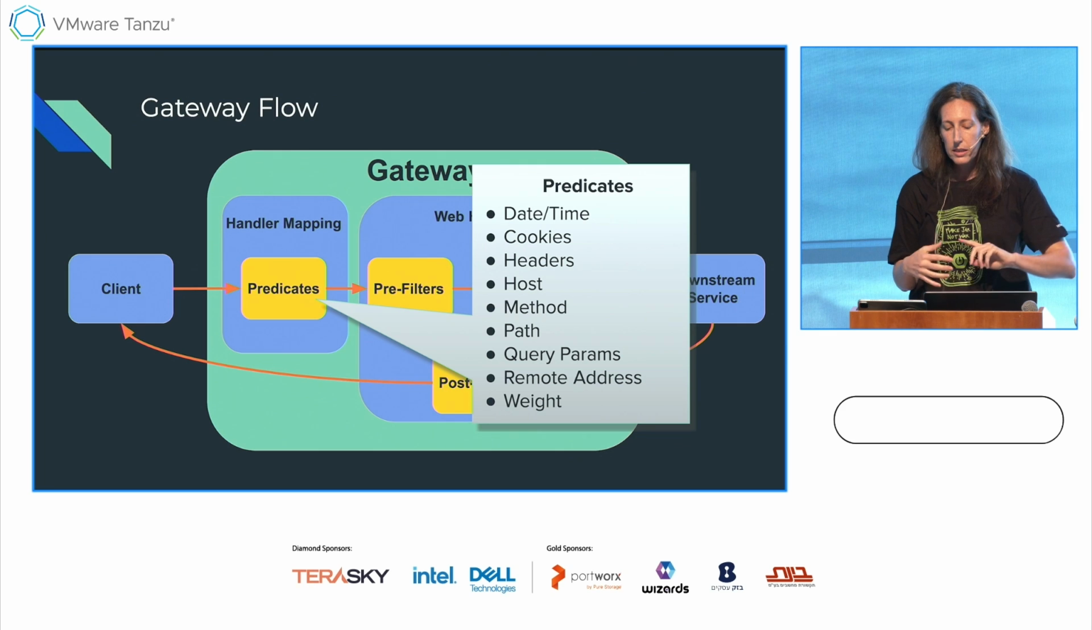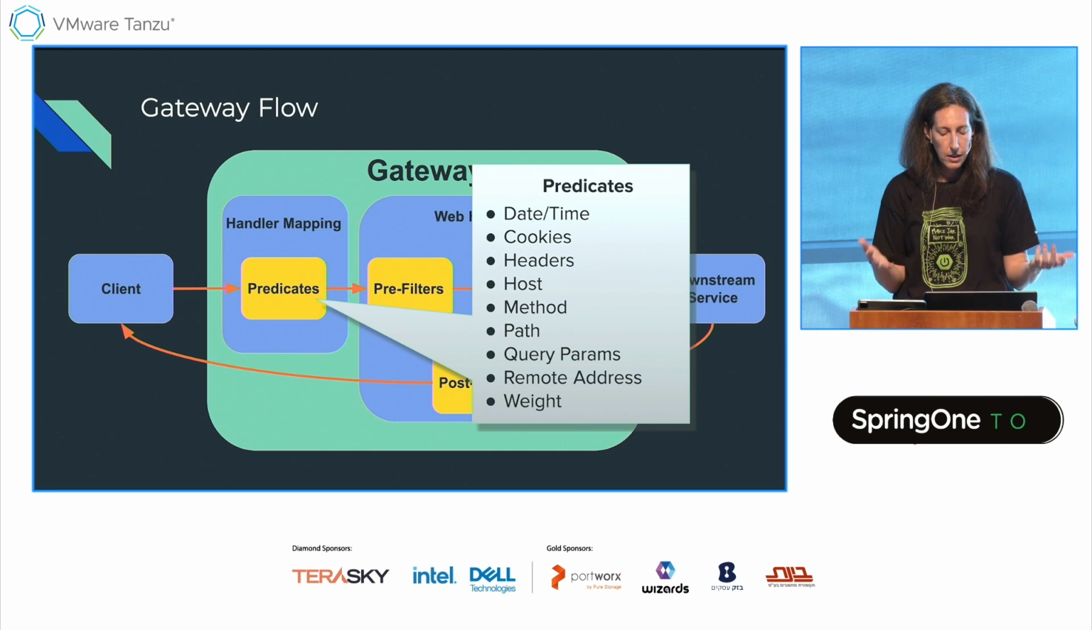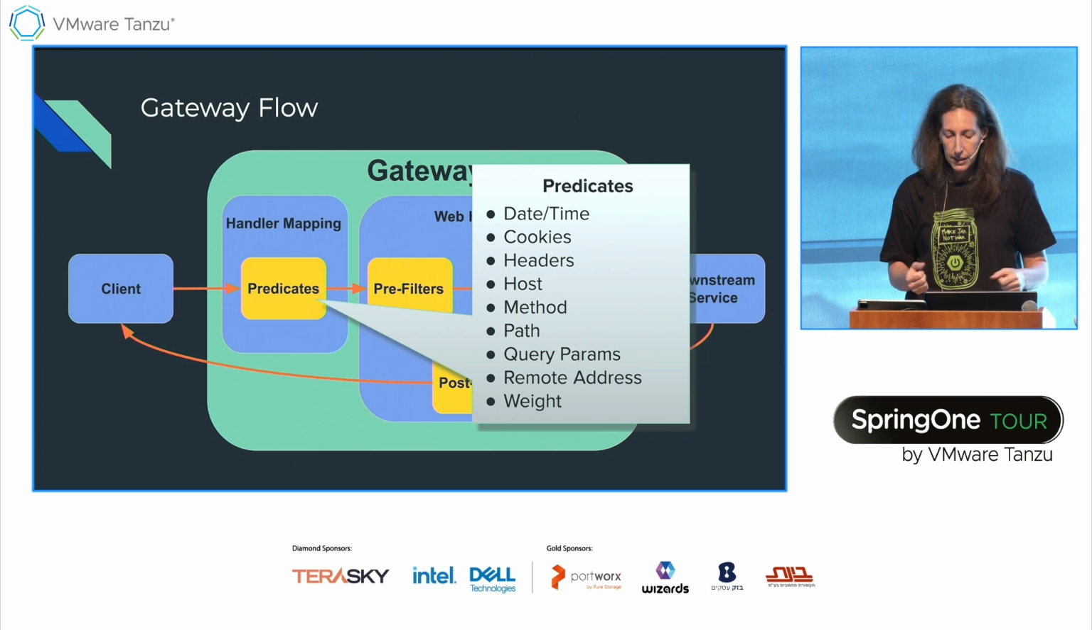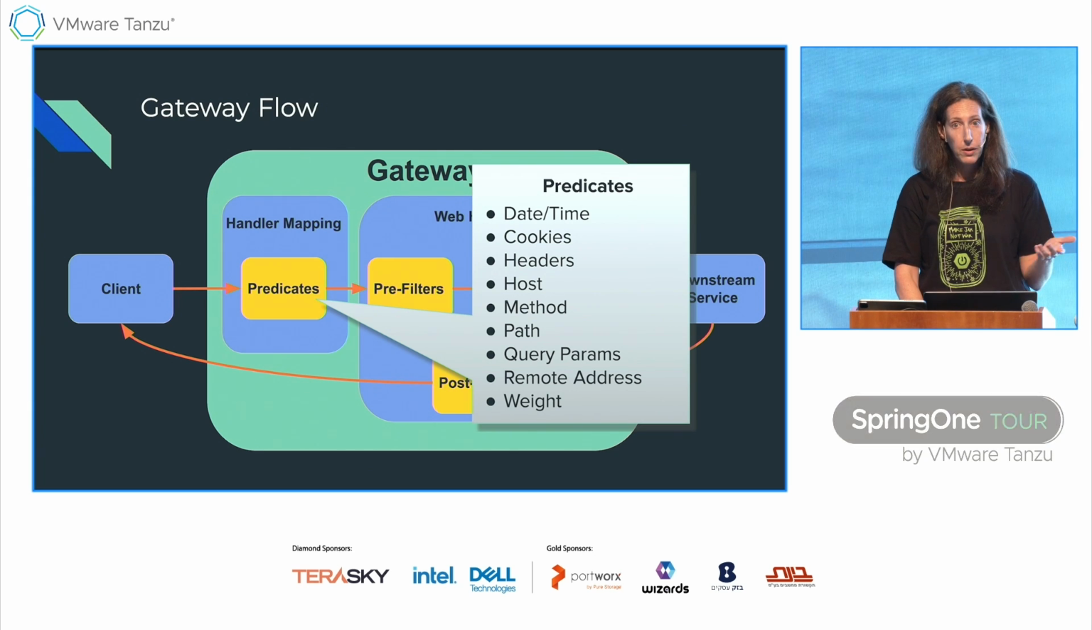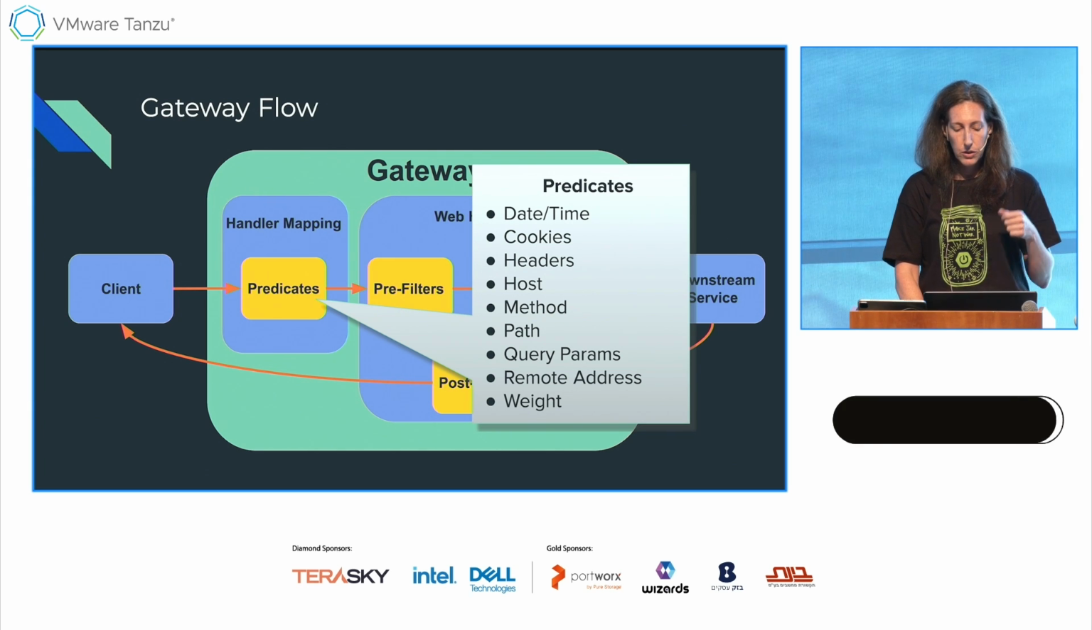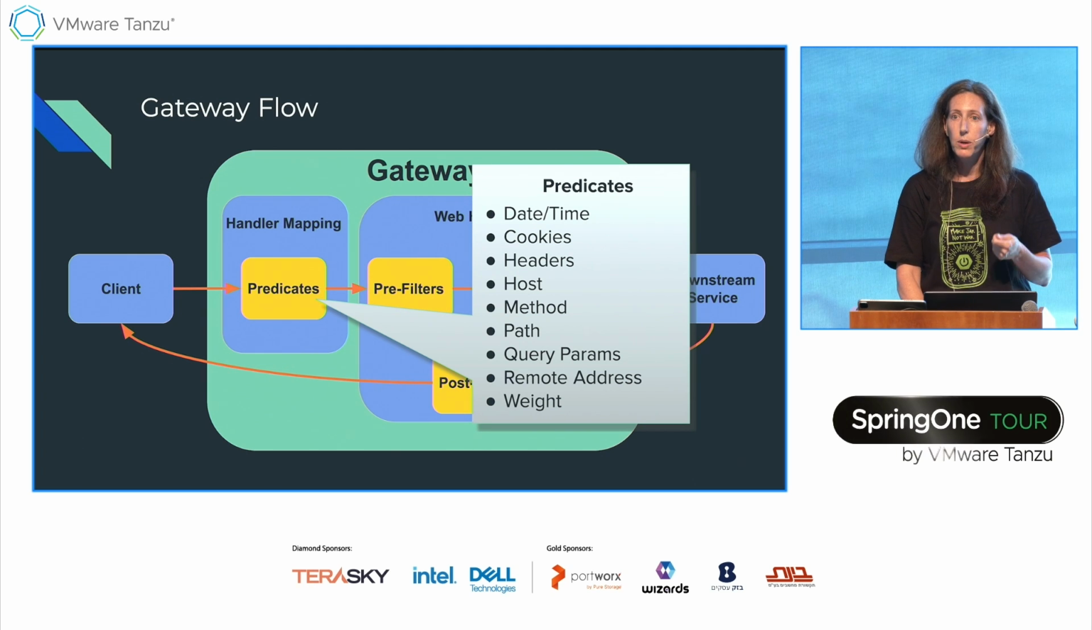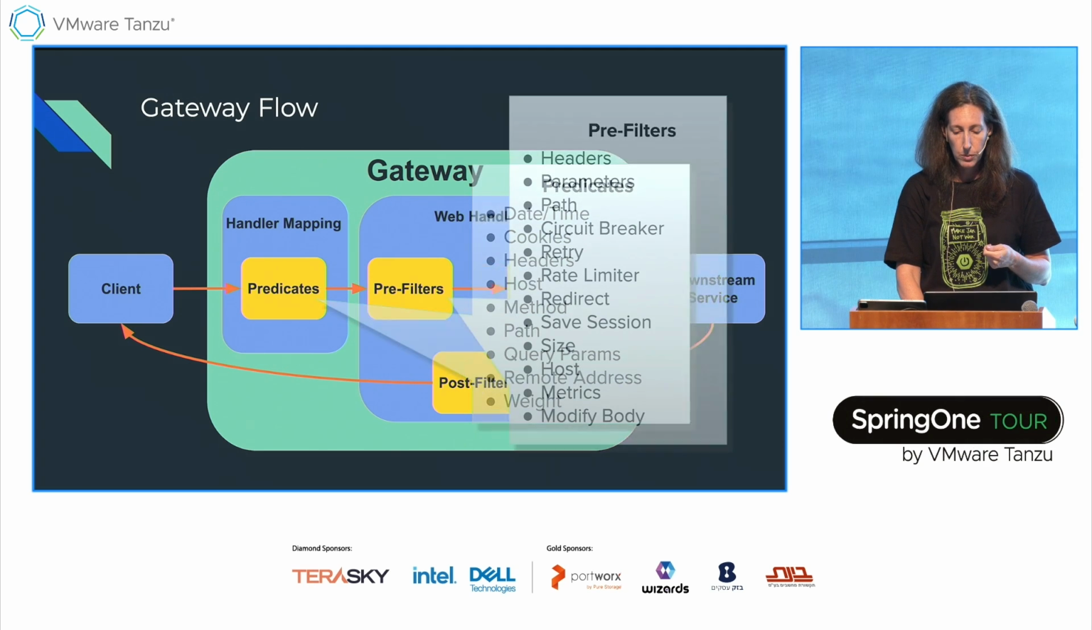So some examples of predicates, you can route things differently based on, and the documentation has a complete list, so I'm just highlighting date and time, headers, the different methods, put, get, etc. The remote CIDR address. You can do weighted routing. I'll show you that in a few minutes. So a lot of options in terms of how you choose to categorize the requests that are coming in, in terms of what you do with them.